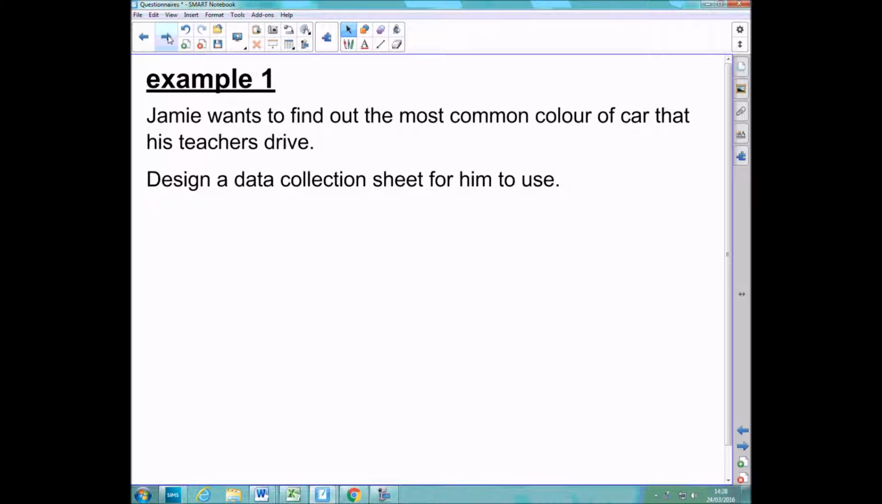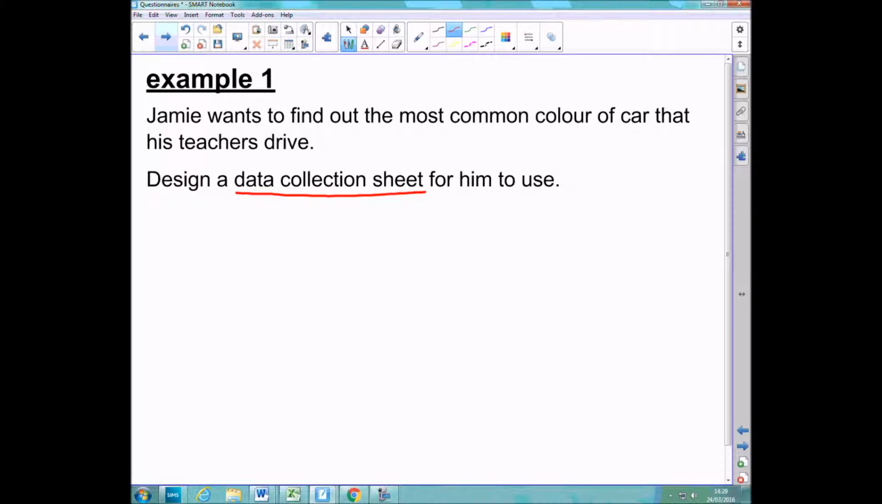is that Jamie wants to find out the most common colour of car that his teachers drive, and we're asked to design a data collection sheet for him to use. Okay, and now this phrase, data collection sheet, is a real telltale sign to do with what he's actually wanting here. So although the video is called questionnaires, this is actually a tally table that he's going to do.